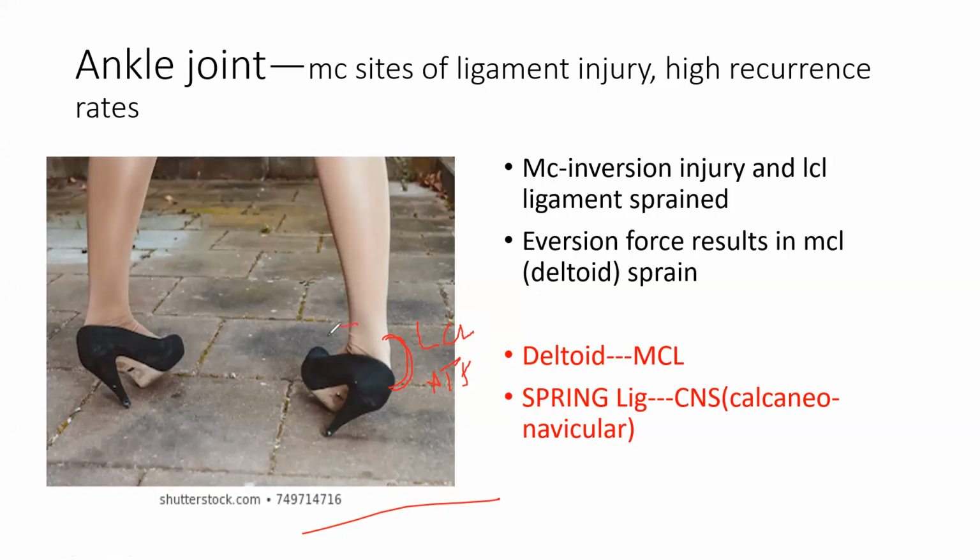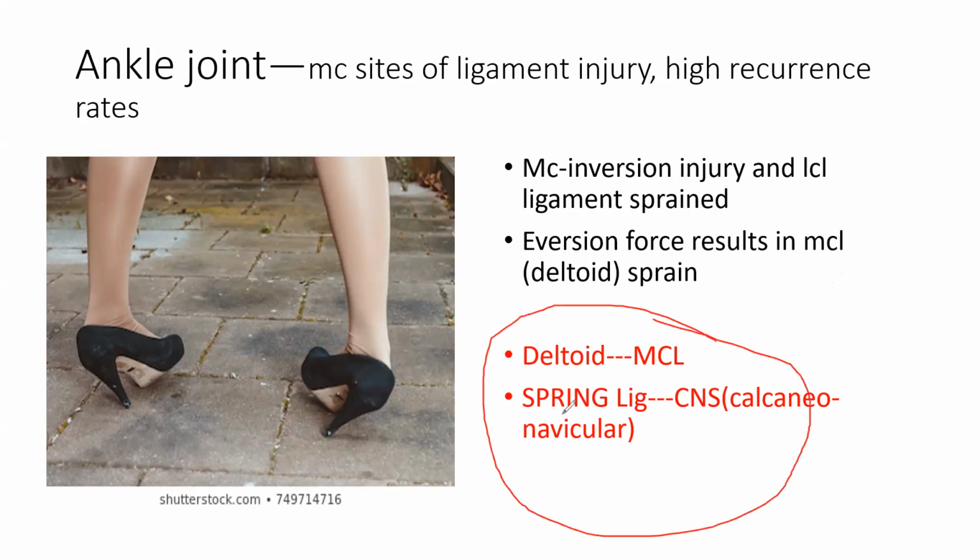Whenever you have an eversion injury, this ligament gets injured, that is the MCL. MCL is also known as the deltoid. So sometimes you get confused, but MCL and LCL are easy to remember. The difficult part to remember is the deltoid and spring. In spring you have to remember CNS: calcaneo, navicular, and S for spring. Deltoid means medial collateral, so the deltoid ligament is on the medial side.